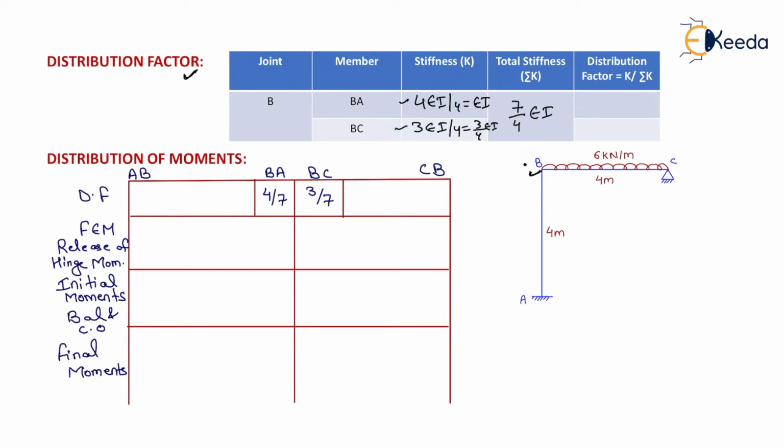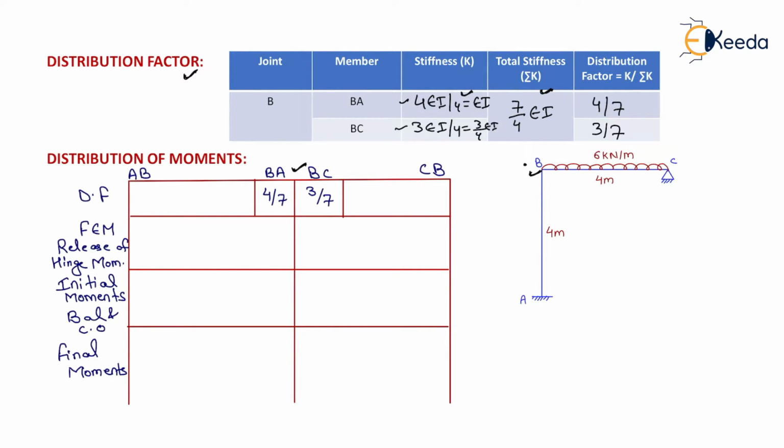Now for finding the distribution factor, we will need to divide the stiffness by the total stiffness. So it will be equal to EI divided by 7 by 4 EI, and it will be equal to 4 by 7. Similarly, it will be equal to 3 by 7. So we have written it in this table, that is 4 by 7 and 3 by 7.